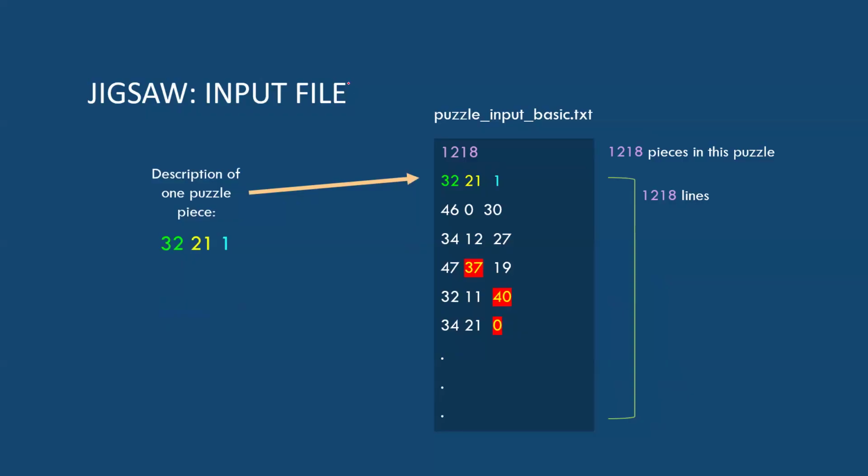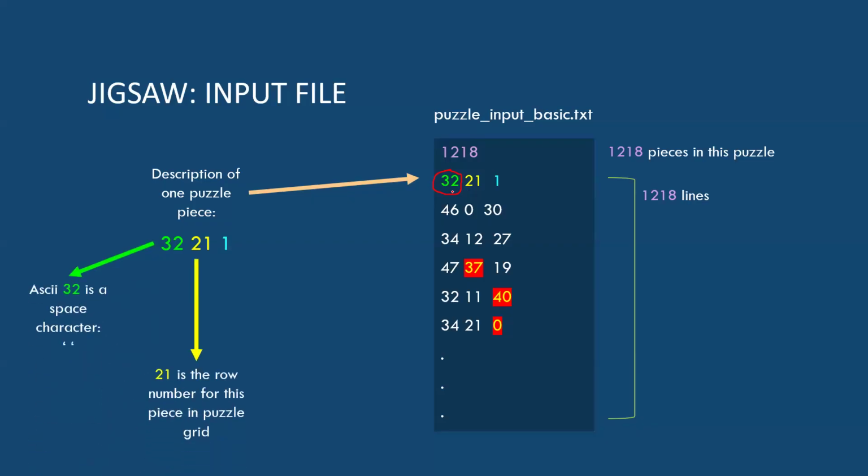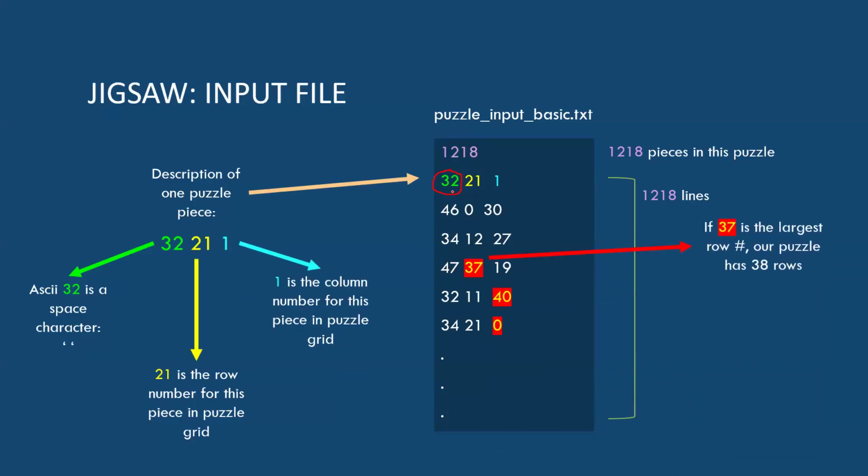And the nice thing in C++ is if you take an integer and you shove it into a character variable, it will automatically become that character. So you don't have to convert it over. In that case, 32 being the space character. So 21 is the zero-based row, and 1 is the zero-based column.